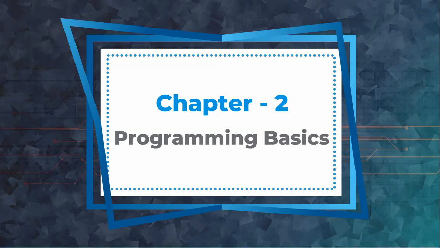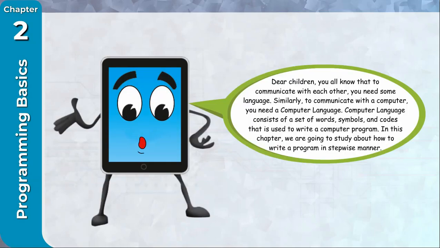Programming basics. Dear children, you all know that to communicate with each other, you need some language. Similarly, to communicate with a computer, you need a computer language. Computer language consists of a set of words, symbols, and codes that is used to write a computer program. In this chapter, we are going to study how to write a program in a stepwise manner.